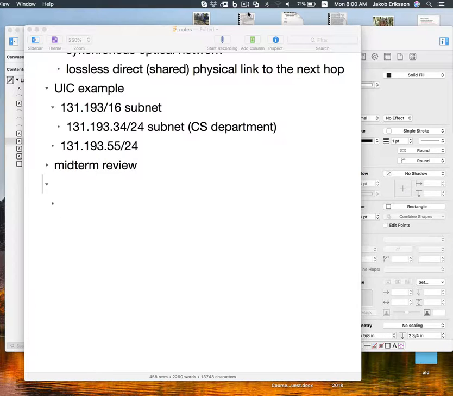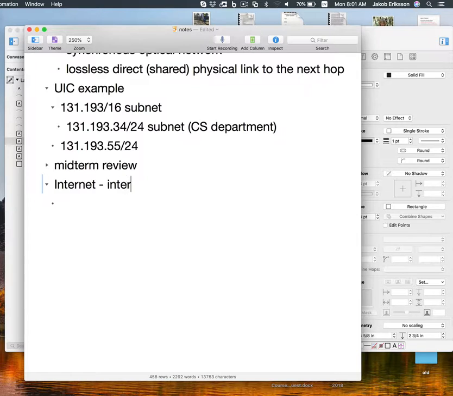Today we'll talk about routing, but in the context of the entire internet as opposed to these little routing examples we've been doing so far. Specifically, this is called internet routing. Another term for it would be interdomain routing.